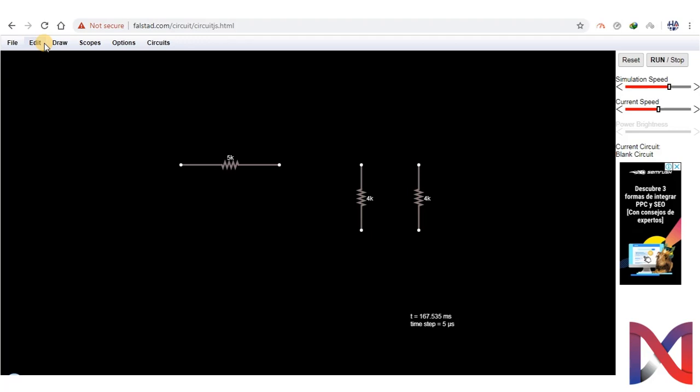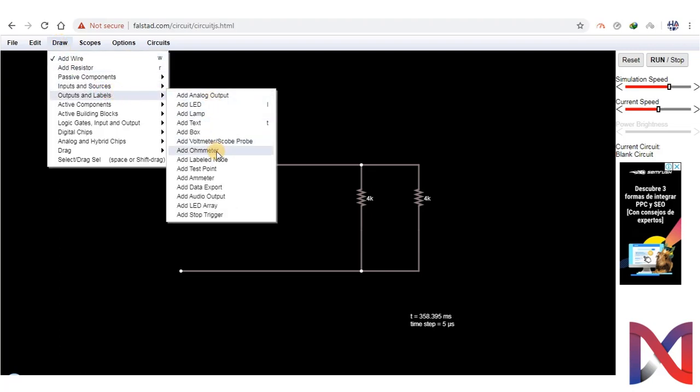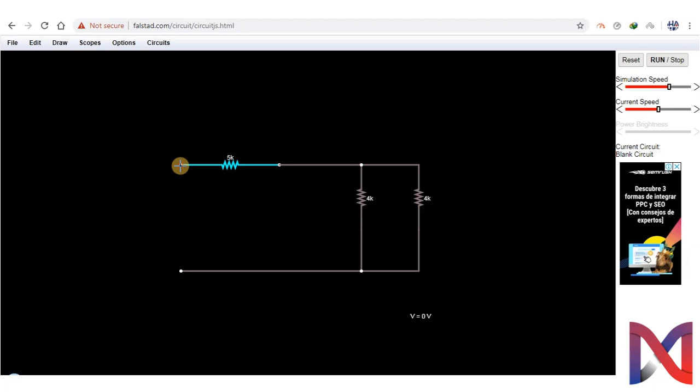Now we will connect the circuit with the help of wires. Remember that you connect each and every point of the circuit, else your reading will not be accurate. Now we will check the equivalent resistance of this circuit. So we go to draw, outputs and labels, and place our ohm meter right here. You can see we have 7 kilo ohm as our R equivalent, which is exactly the same as we got in our calculations.